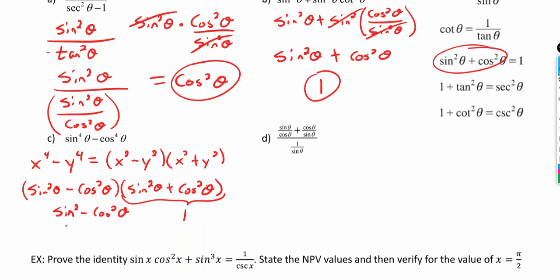But if you wanted to, this is actually a difference of squares again, isn't it? So we could write this one more time as sine theta minus cos theta times sine theta plus cos theta. But that's not really more simple, is it? So you'd probably just want to leave it like this.